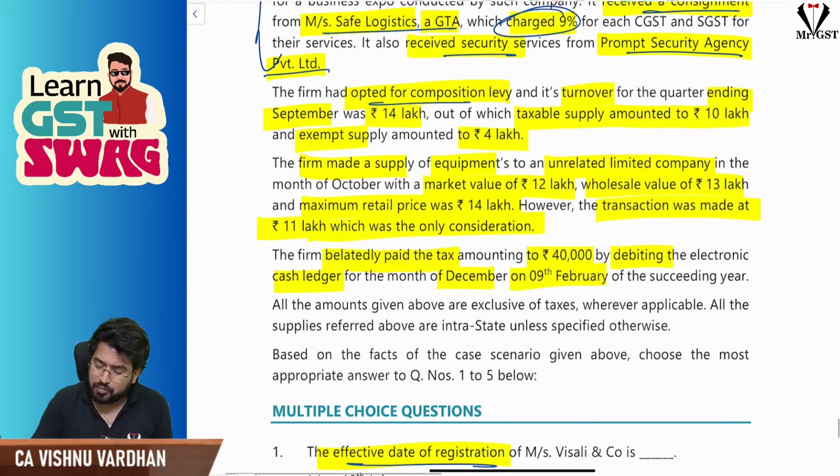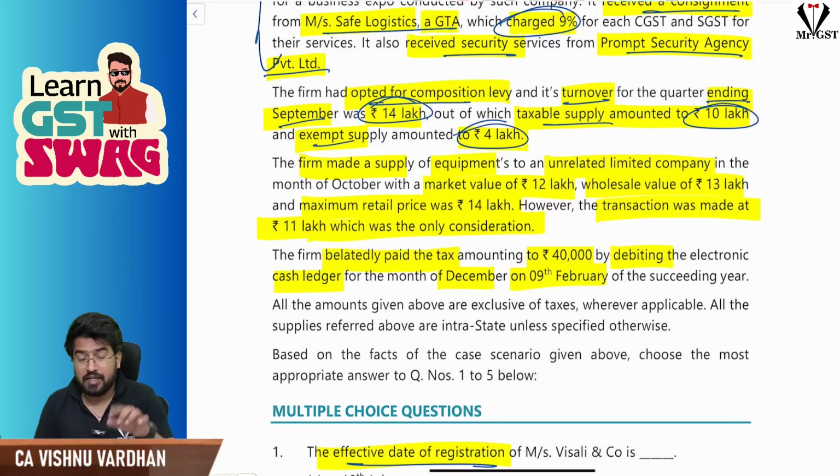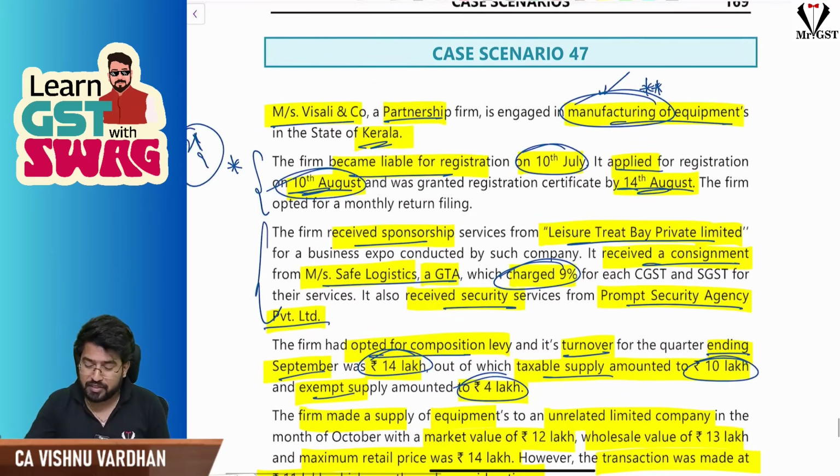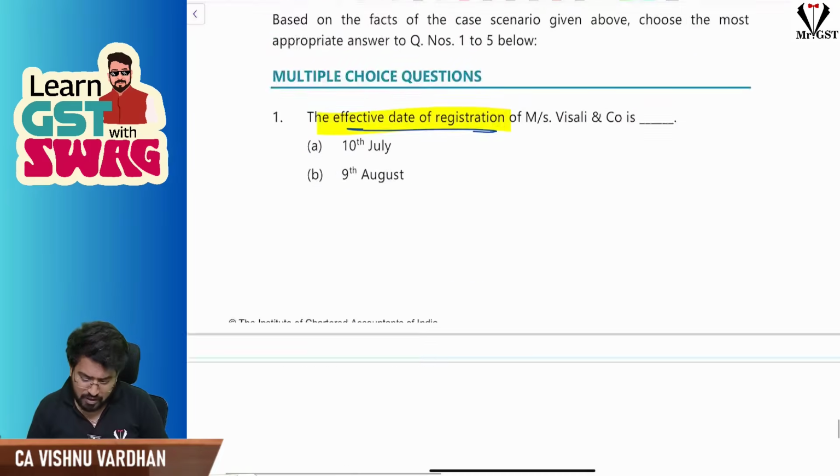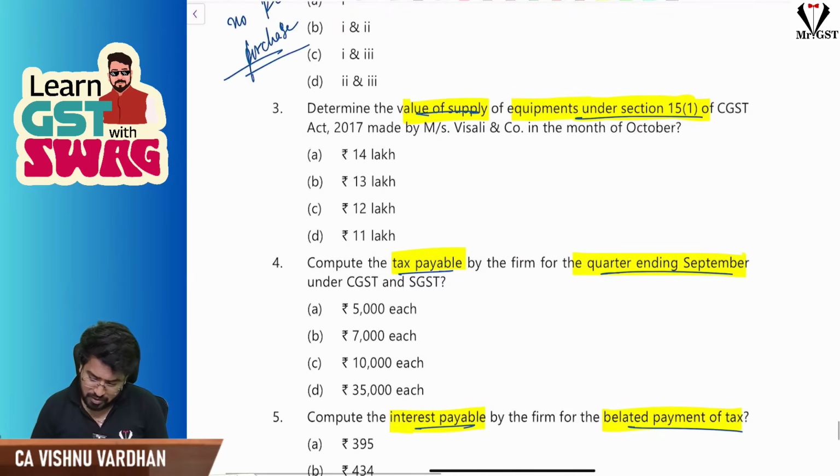Firm opted for composition levy and its turnover ending September is 14 lakhs, out of which taxable supplies 10 lakhs, exempt supplies 4 lakhs. Here, as I told you, manufacturer, on the entire turnover you have to pay GST 1%. So 14 lakhs, 0.5% plus 0.5%, that is 7,000. 7,000 will be the tax payable.